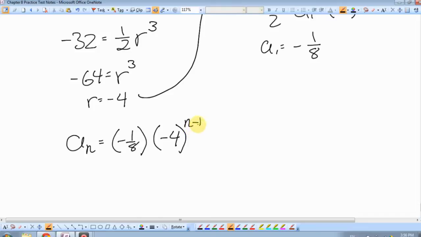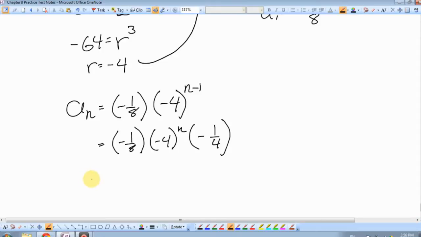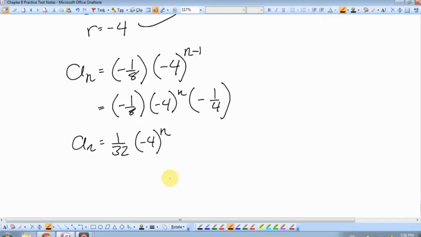Let's go ahead and simplify this. The common ratio is -4. Let's simplify this: -1/2, -4 to the n... -1/4. You said it wrong. You wrote it right. Just split it up. a_n equals 1/32 times -4 to the n, and that's my explicit rule.